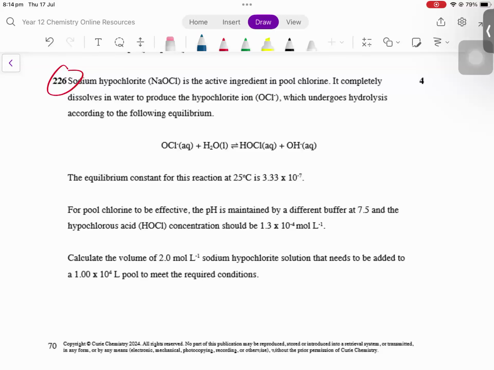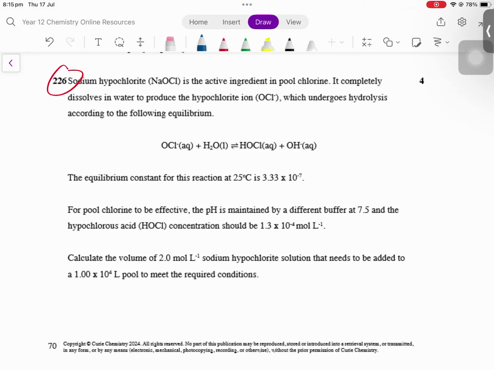Okay. Question 226. Sodium hypochlorite, NaOCl, is the active ingredient in pool chlorine. It completely dissolves in water to produce the hypochlorite ion, OCl-, which undergoes hydrolysis according to the following equilibrium. The equilibrium constant for this reaction is 3.33 by 10 to the minus 7. For pool chlorine to be effective, the pH is maintained by a different buffer, and the hypochlorous acid HOCl should be 1.3 by 10 to the minus 4.